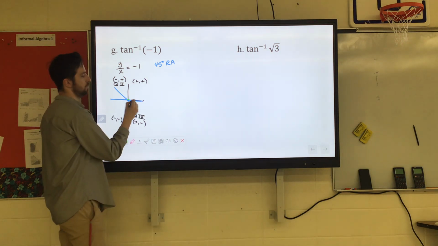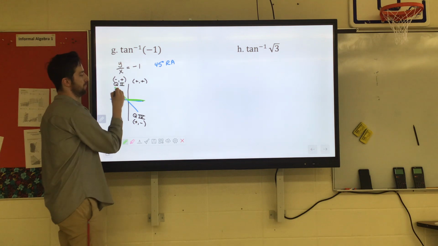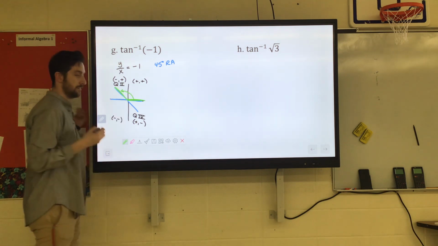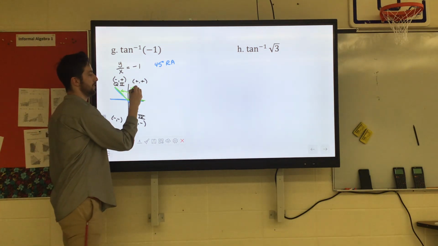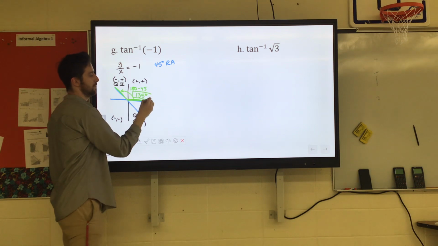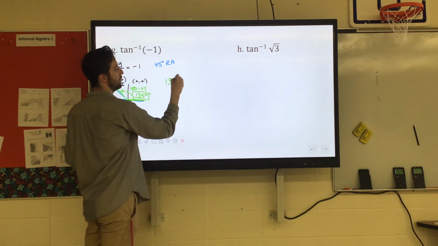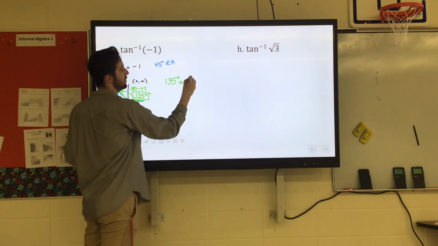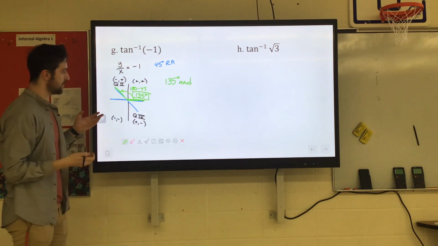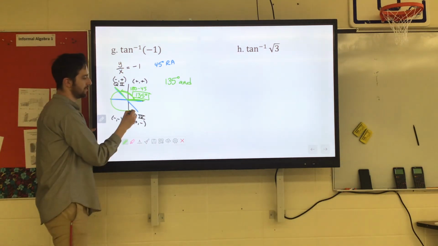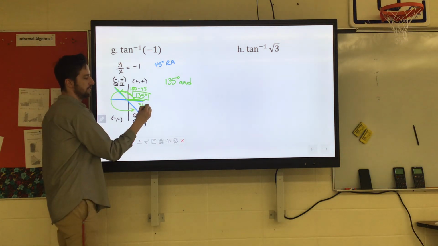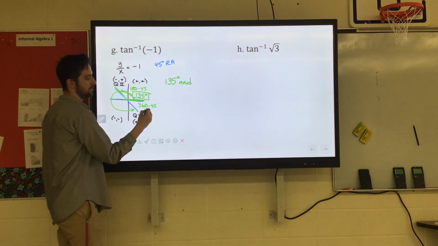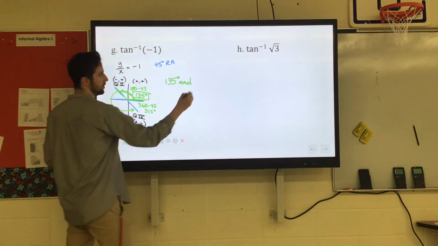So in quadrant 2, if I have a 45-degree reference angle, the angle I'm looking for is here. That's 180 minus our reference angle. So that would be 135 degrees. So one of them is going to be 135 degrees. And down here in quadrant 4, I need the full angle except for that last 45 degrees. So you would do 360 minus the 45, which gives you 315 degrees.